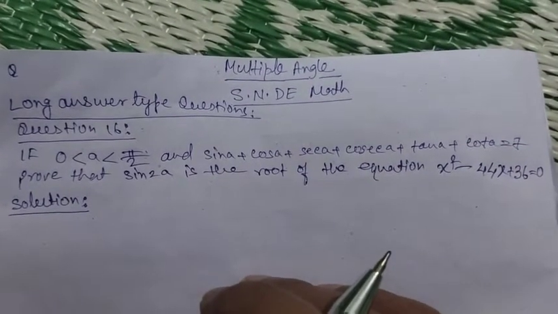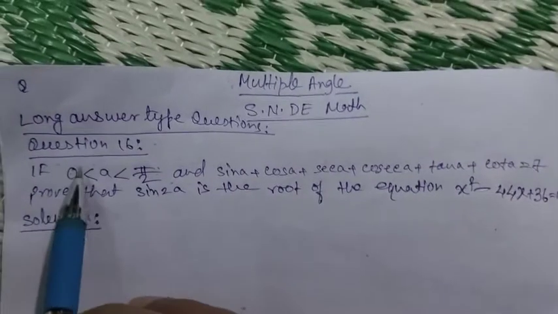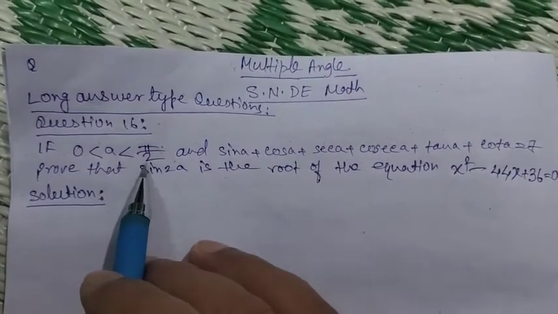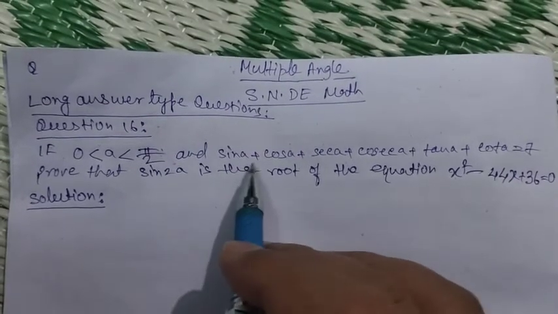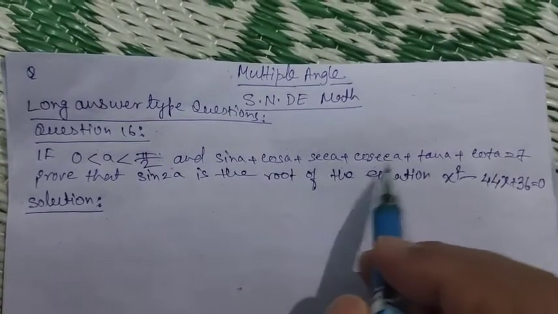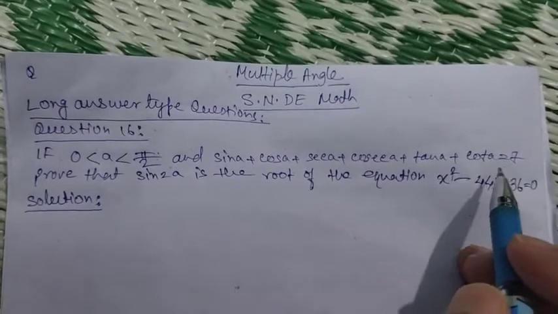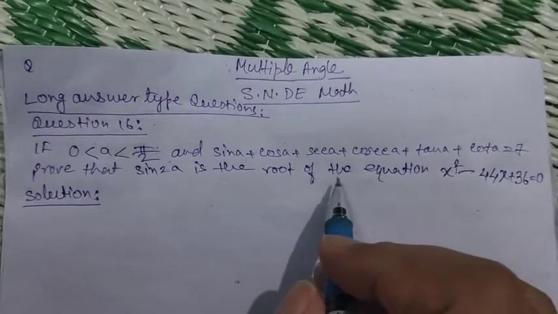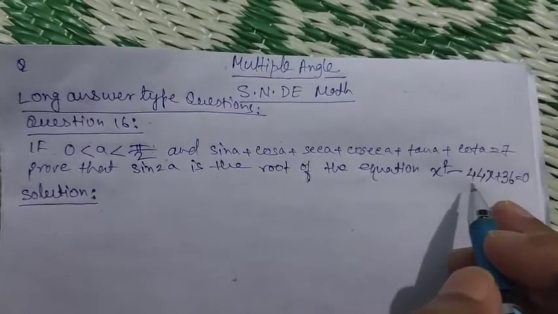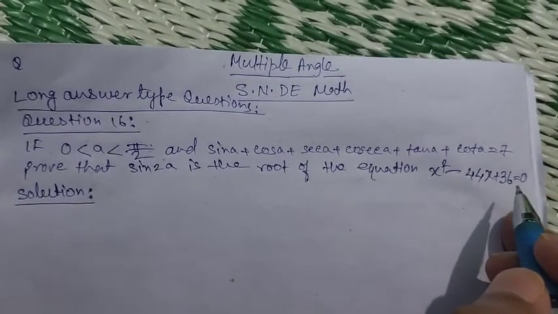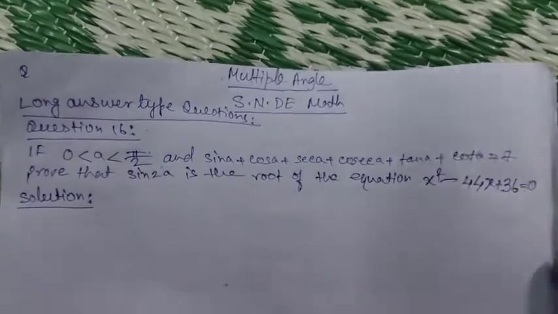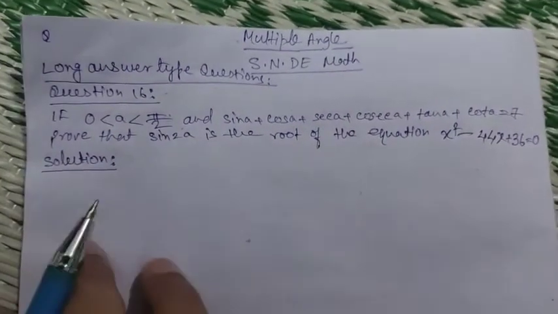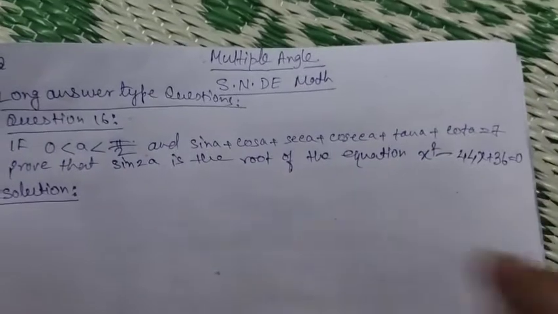Sum number 16. In the question they have given: if a is greater than 0 and less than pi by 2, and sin a plus cos a plus sec a plus cosec a plus tan a plus cot a equals 7, then we need to prove that sin 2a is a root of the equation x square minus 44x plus 36 equal to 0. Now I am going to show you how to do the solution.